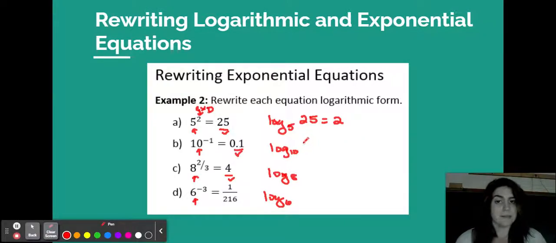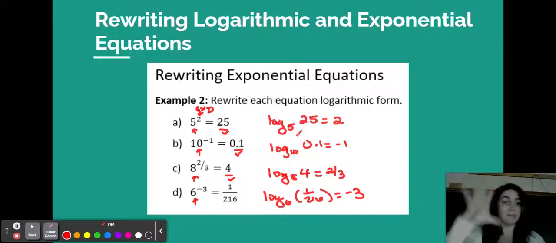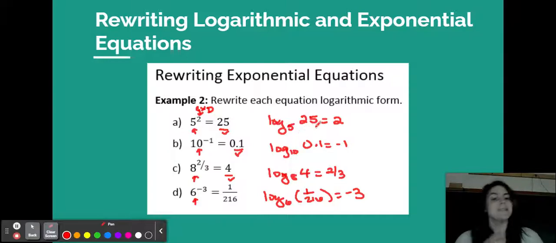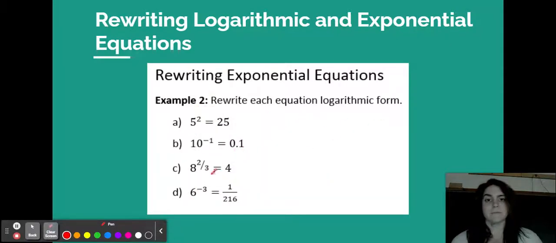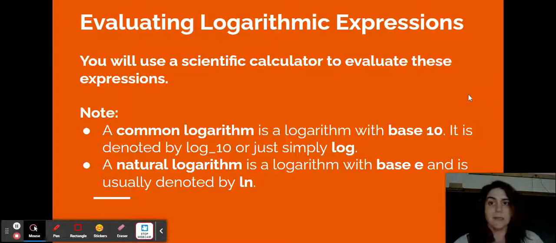So log base 10 of 0.1 equals -1. You're just flipping places. Log base 8 of 4 is 2/3. And log base 6 of 1/216 equals -3. Now, please note when you write these out, you do have to write it as a little subscript. Don't write log big 5 and then 25. You want to write them as subscripts of the log. They're the base of the log as you go through these. Okay, and we'll go through some more examples in class.